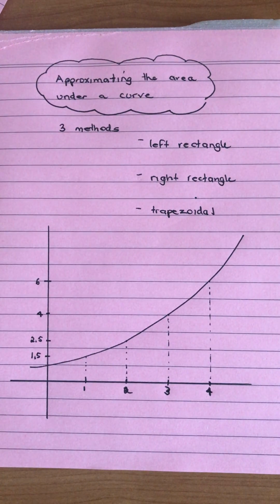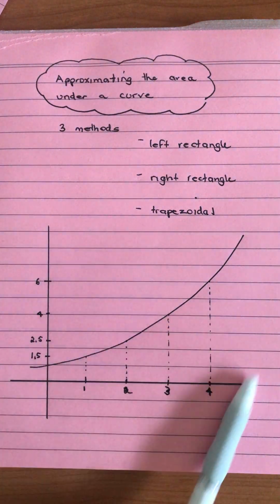Look at how to approximate the area under a curve. Now this is a lead into when we use our integrals to find the area under the curve. So these methods are obviously just approximating. We're not going to get an exact value. So to get an exact value of the area under the curve, we would have to use our integration.